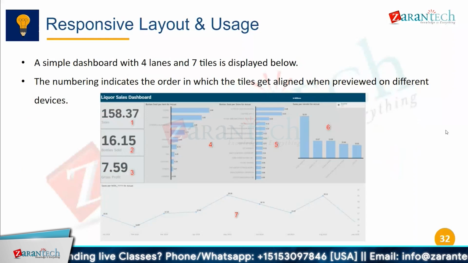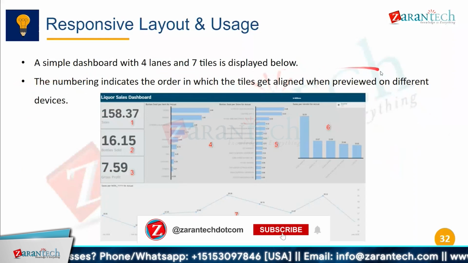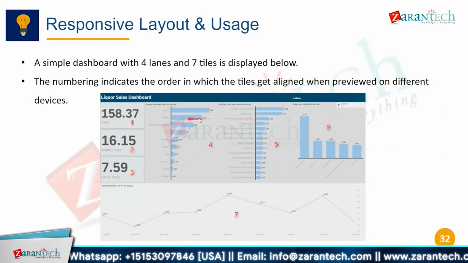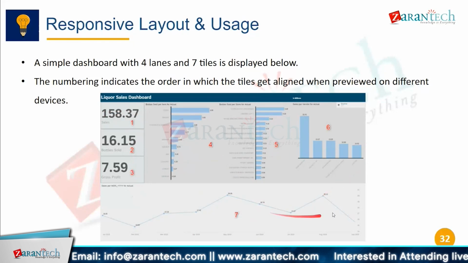People will get confused and it's not a best practice also. One of the examples you see here, we have 4 lanes and 7 tiles. On the left side you have 1 lane, then on the top you have 1 more lane, then at the bottom another lane, and 1 more lane will be below, and you have 7 tiles here. Each tile is like 1 box. So 1, 2, 3, 4, 5, 6, 7.